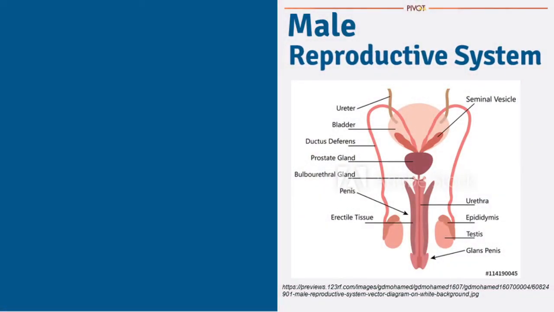Now let's proceed to the male reproductive system. Testis produces sperm cells. Testis is singular and testes is plural. So this is the testis. Like the female, the male has two testes. Now the testis produces the sperm cell.